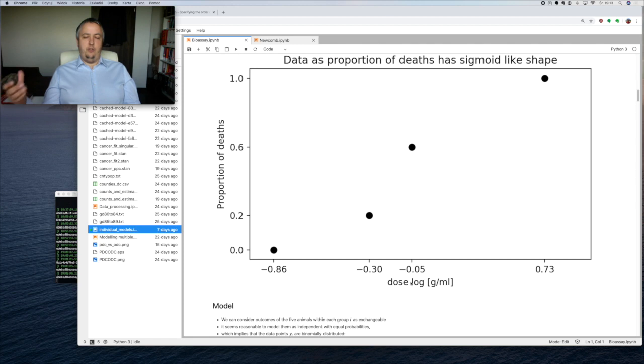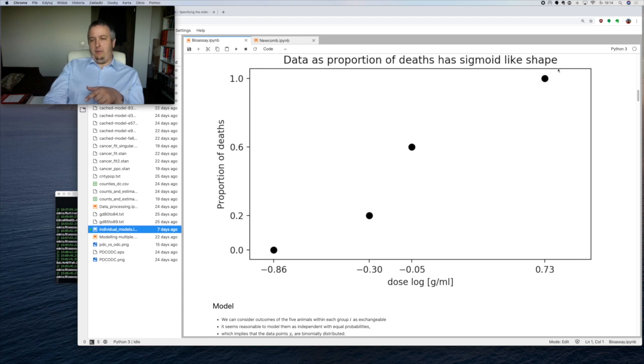Units: here we actually have units, because we have a logarithm of gram per milliliter of medicine. And here we have a unitless value, the proportion of deaths. So you have either no deaths or all deaths, or 30% or 60% or 20%. Generally, we can see certain things. First of all, there is some kind of sigmoid-like relationship. This is not a linear relationship. Something is going on here, and we have to look at that first.